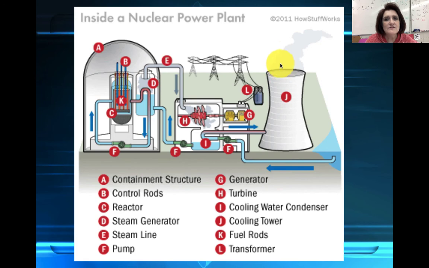And in that smoke, it's not really smoke, it is literally a cloud. It's carbon dioxide and water that is being released from the cooling tower. K are the actual fuel rods. That's where the uranium actually is. You're going to have to put one of these together later.